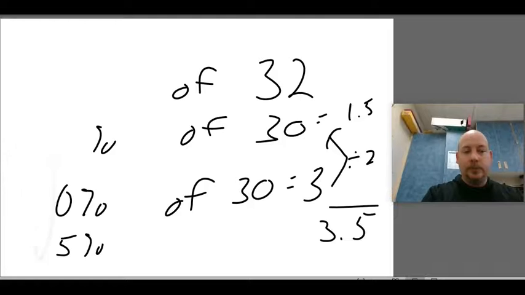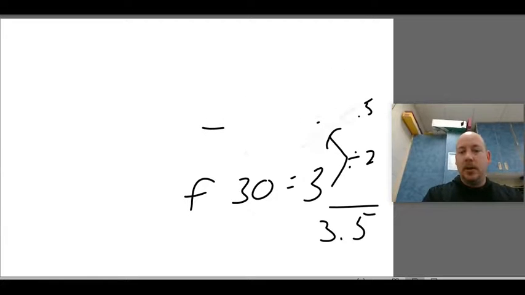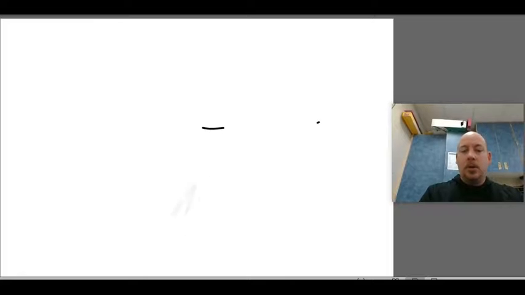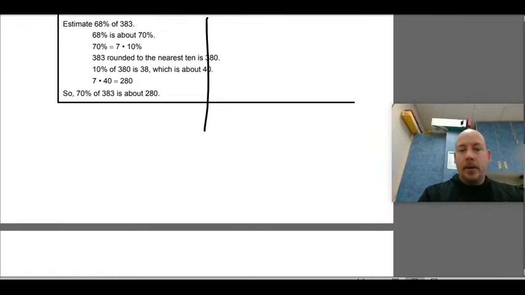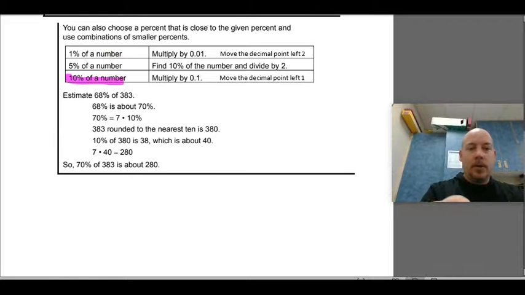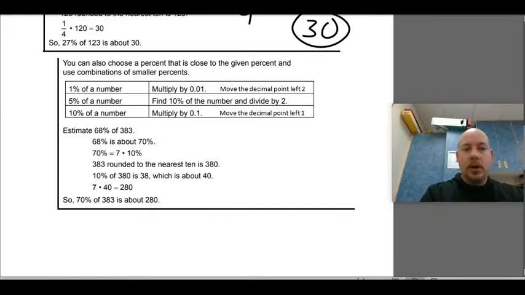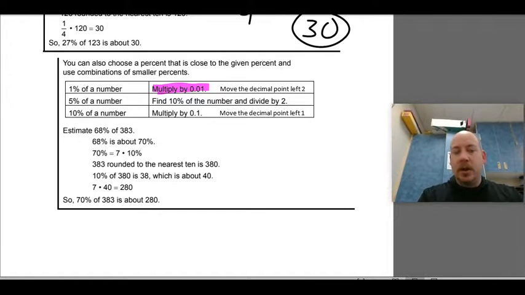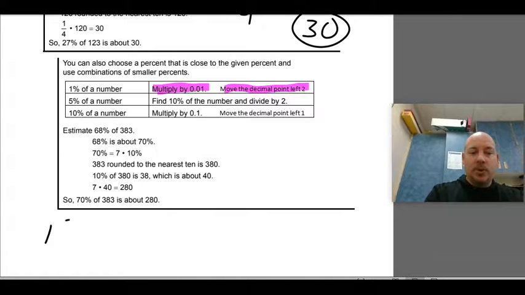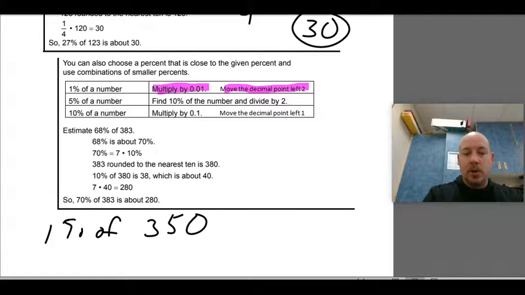All right, the last one I'll share with you from that table before was 1%. 1% of a number is a hundredth. So when we get a hundredth of something, it's like dividing by 100 or multiplying by a hundredth. We move the decimal point 2 places to the left. So if I wanted to find 1% of 350, I'd move that decimal point 2 places to the left, 3.5, because I'm getting a hundredth of it.